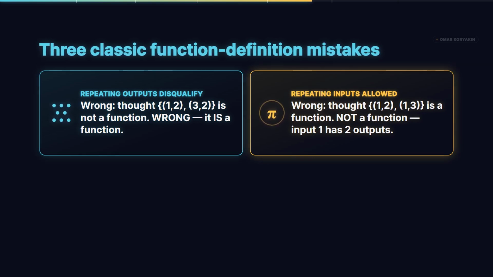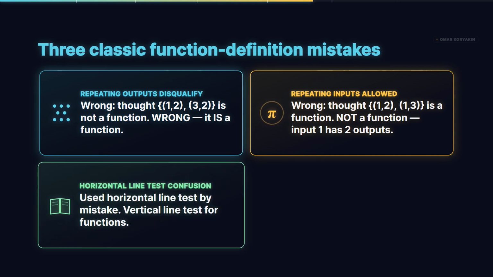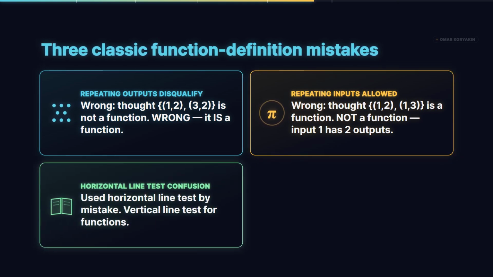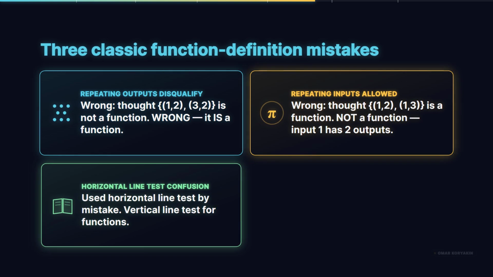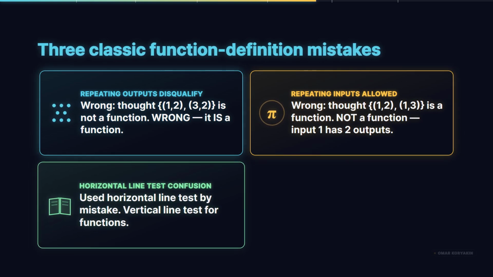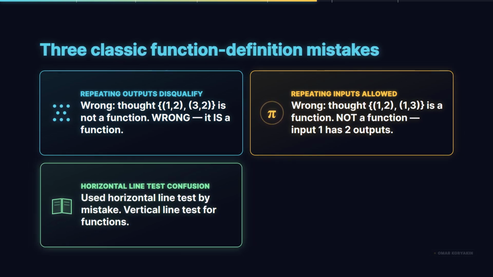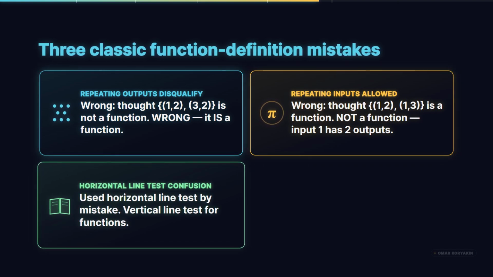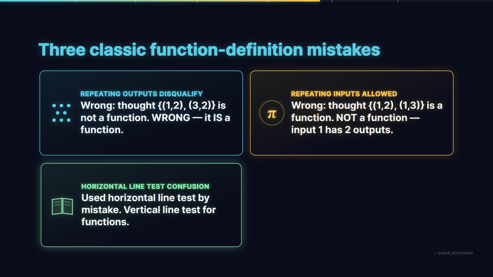Repeated inputs disqualify. Third mistake, confusing the vertical line test with the horizontal line test. A student trying to determine whether a graph is a function applies the horizontal line test by mistake, drawing horizontal lines and counting intersections.